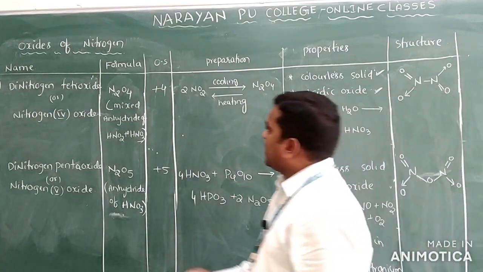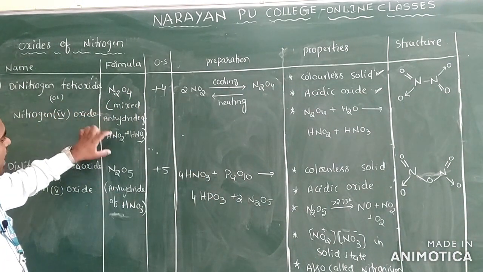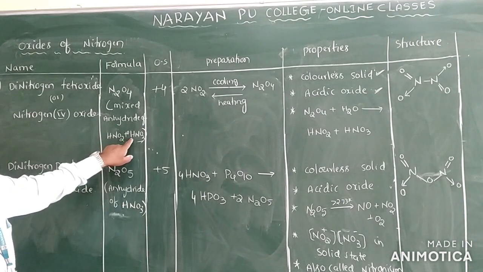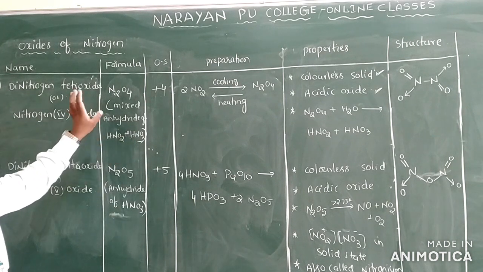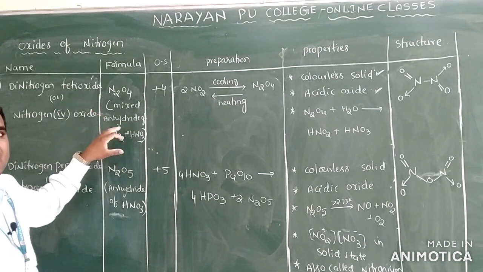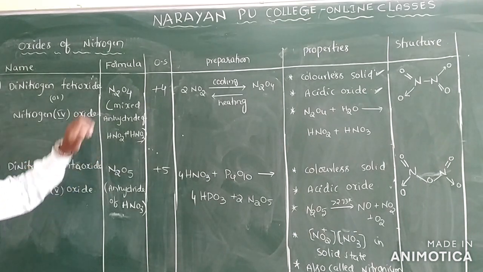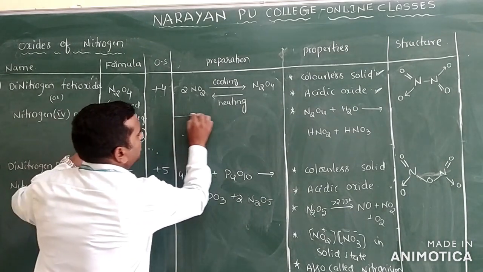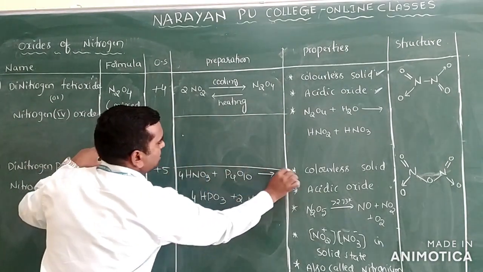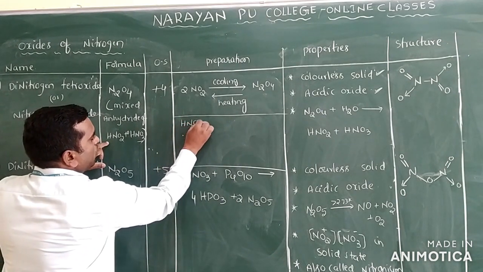And very important here is N2O4 is a mixed anhydride of HNO2 and HNO3. Very important, this is for the competitive exams. Clear? So they will ask which of the following oxides is a mixed anhydride of HNO2 and HNO3. So what is that one here? N2O4. How? I will write here. HNO2 is what we have just discussed.